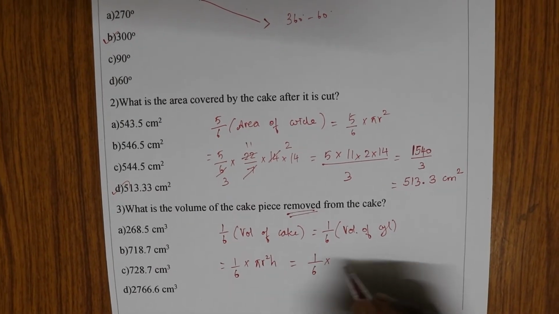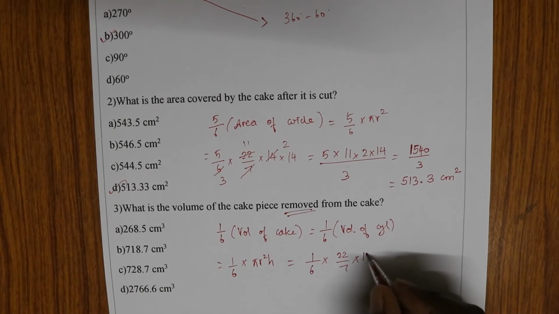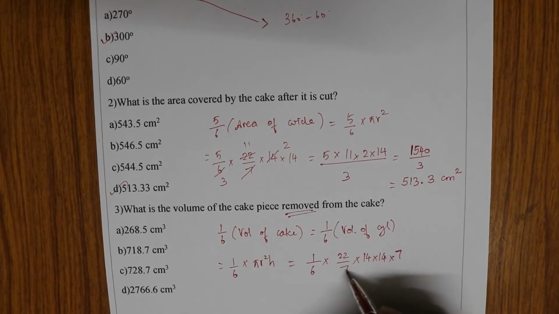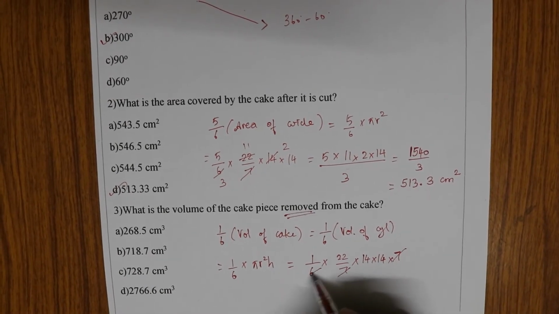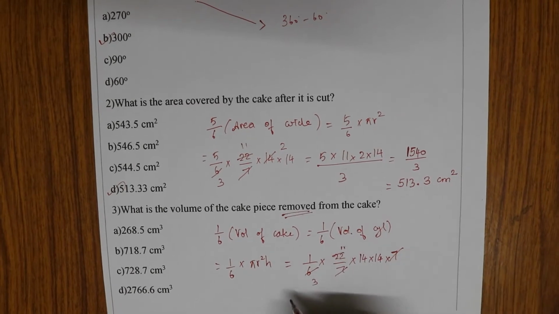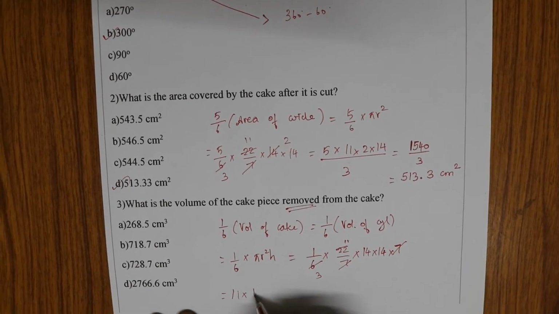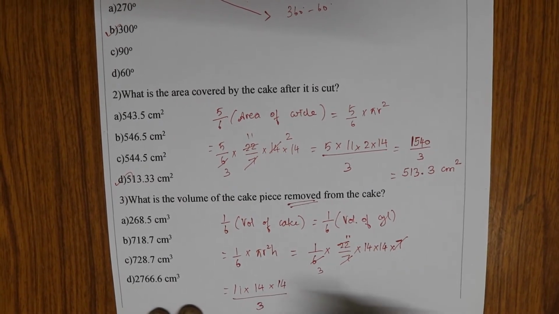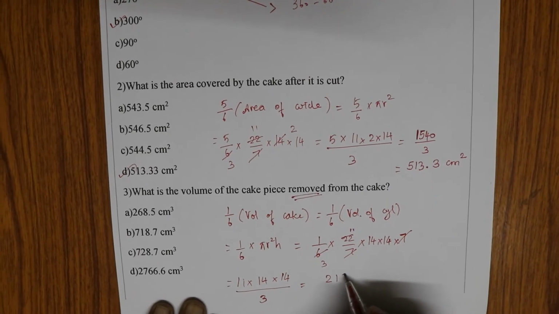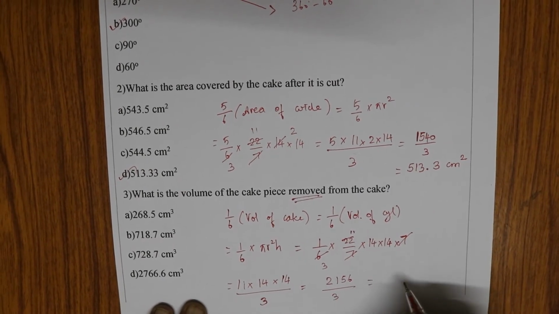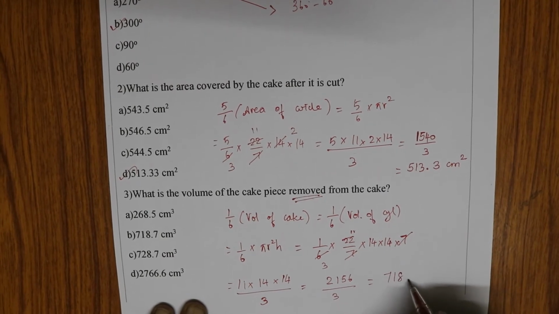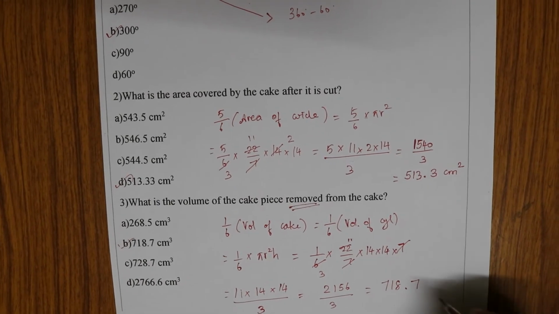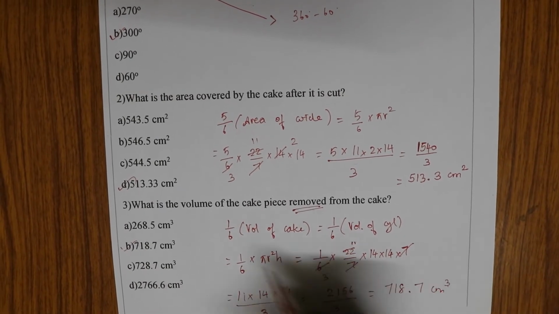So that's going to be 1/6, 22/7. My radius is 14 for this cake and the height of this cake is 7. So you cancel 7 and 7 from here. The same thing, 2 3s and 2 11. So we are going to evaluate 11 into 14 divided by 3, so that's going to be 2156 divided by 3, which gets to be 718.7. So option B will be the right answer for this. The units of this will be centimeter cube since it is volume.